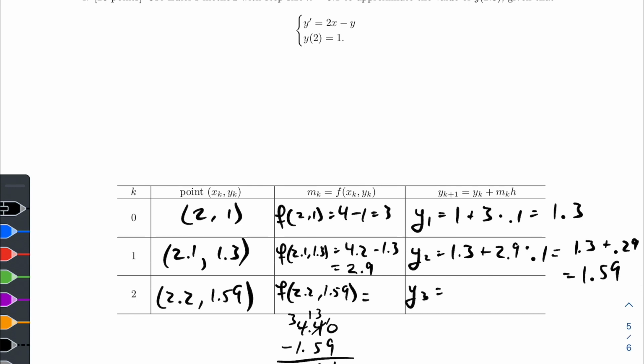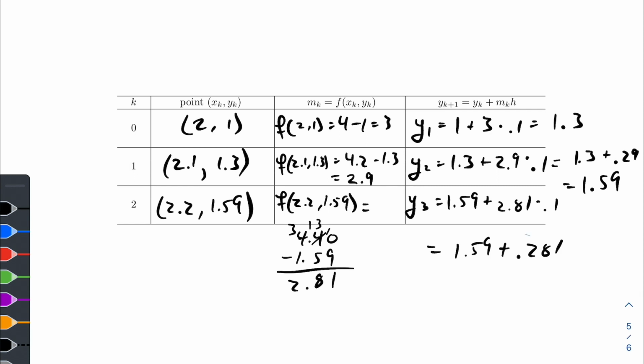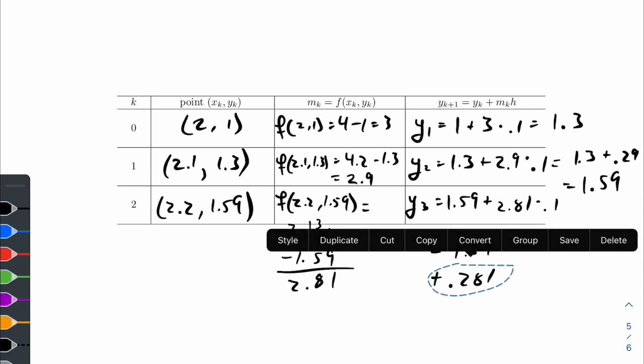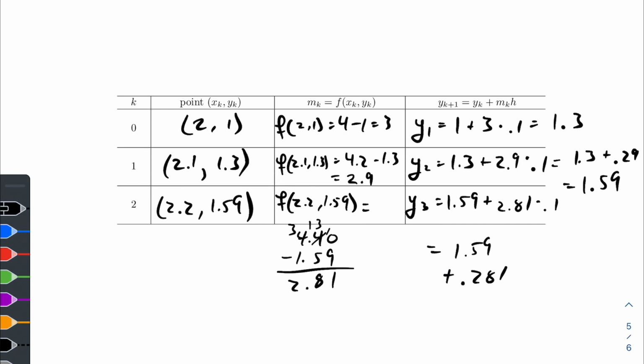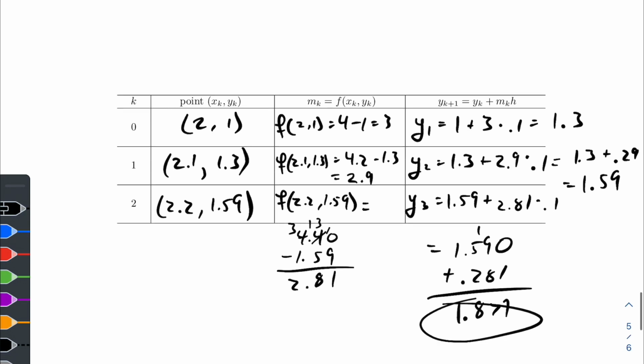y3 is previous y value, 1.59, plus slope, 2.81, times step size, 0.1. So 1.59 plus 0.281. Just move that there. Put a 0. 7, 8, 1.871. Okay, so this would be our final answer.